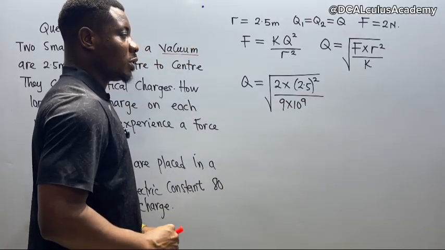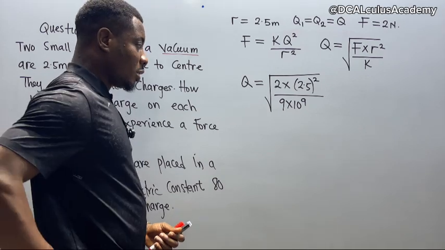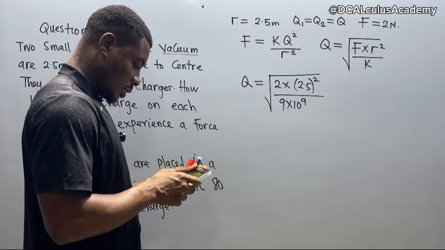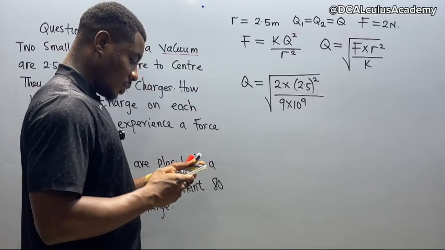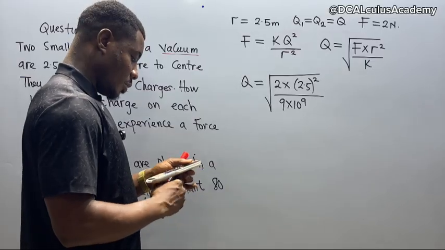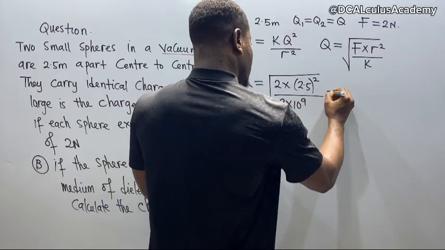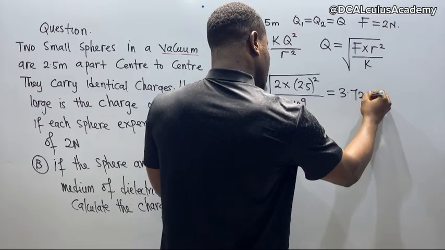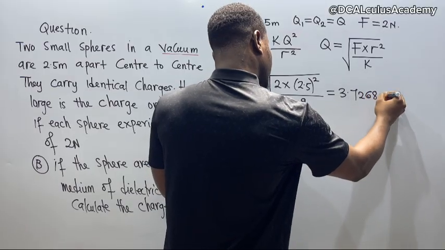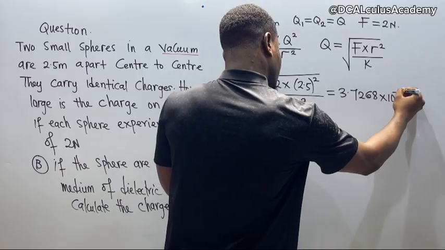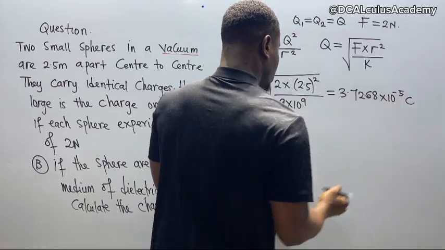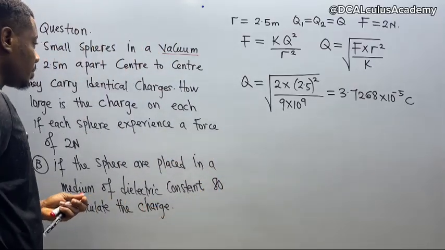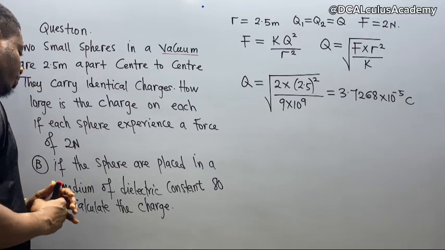At this point you can just punch your calculator: 9 times 10 to the power of 9. You're going to get 3.7268 times 10 to the power of negative 5. This should be in coulombs. Now I've gotten the value of Q in a vacuum.